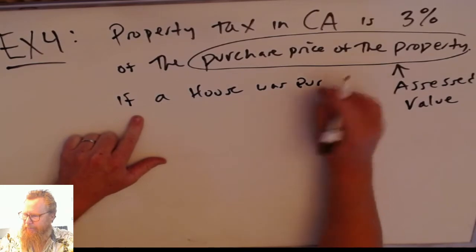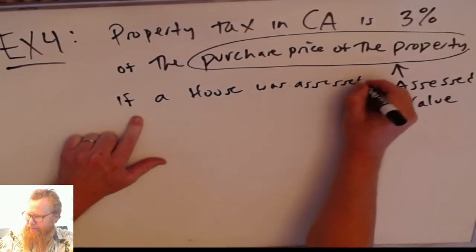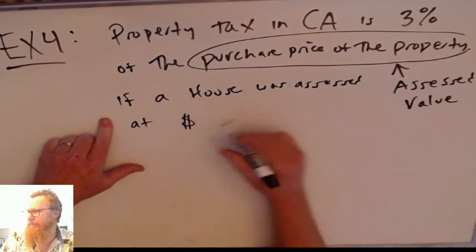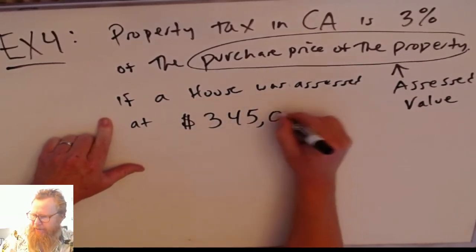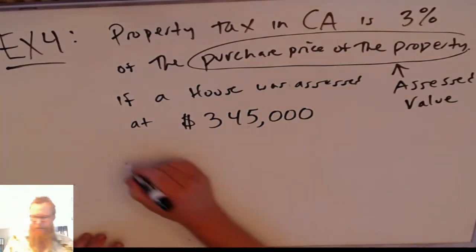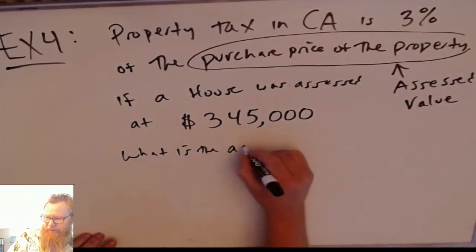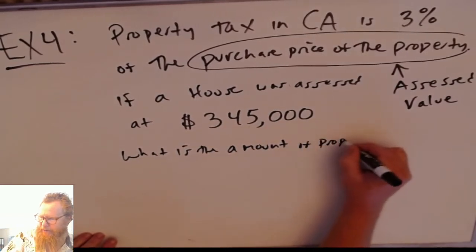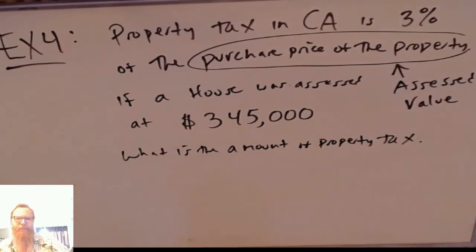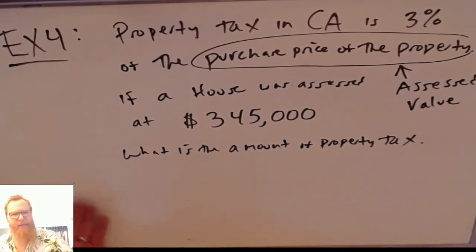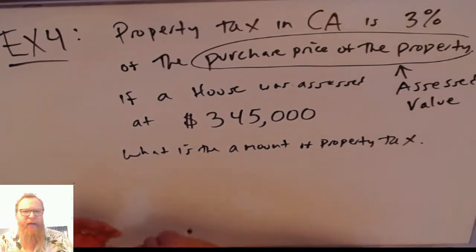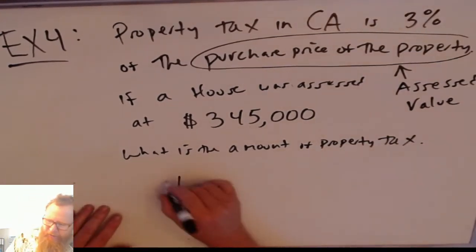If a house was assessed at $345,000, what is the amount of property tax? These are by far the easiest of the different possibilities. These are just the real world. You're looking at something and you need to figure out how much the tax is going to be, and you can just take out your phone or whatever you have on you and calculate the tax very easily. So these are the most basic ones.